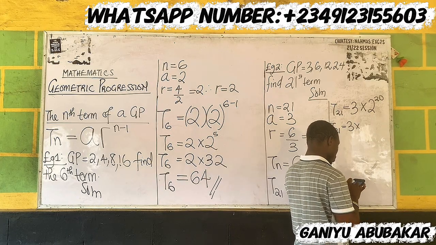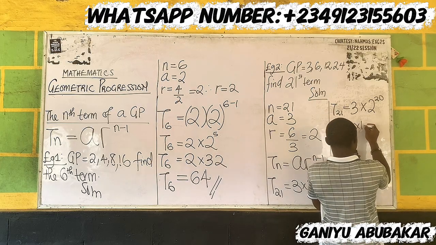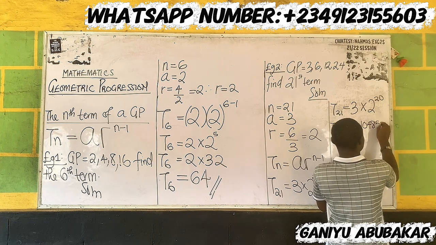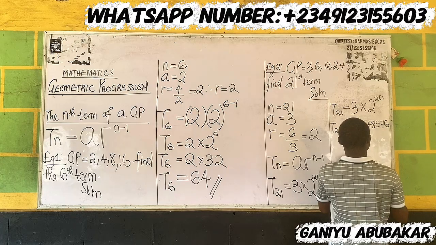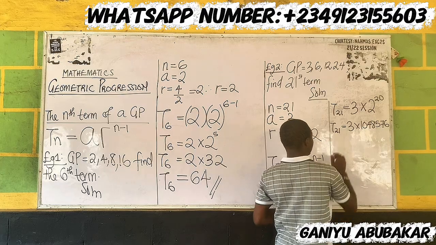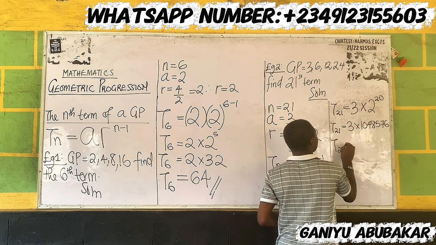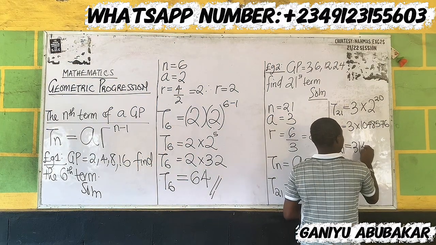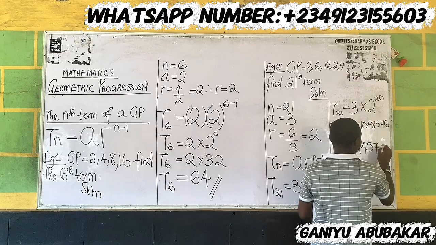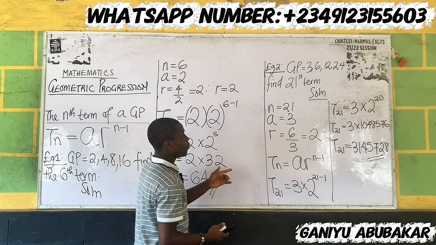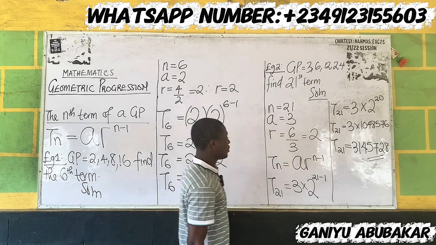2 to the power of 20 gives 1,048,576. This value times 3. So multiply this by 3. The 21st term of this GP will be equal to 3,145,728. This is the 21st term of this particular GP, as you can see.